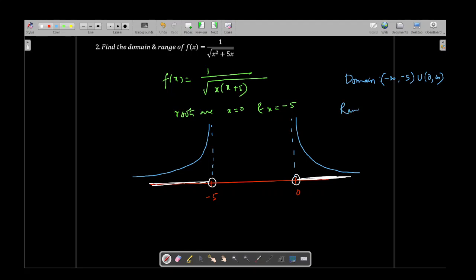For the range, it appears to touch 0 at a very large value of x, and it appears to touch infinity at the roots. So this is domain and range.